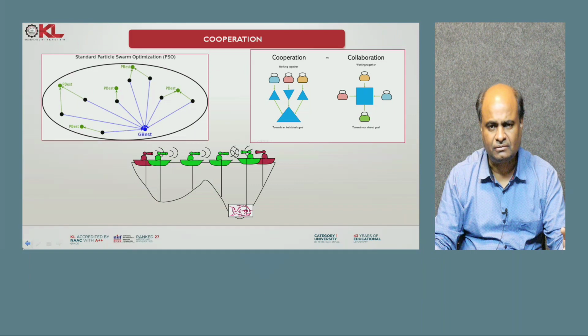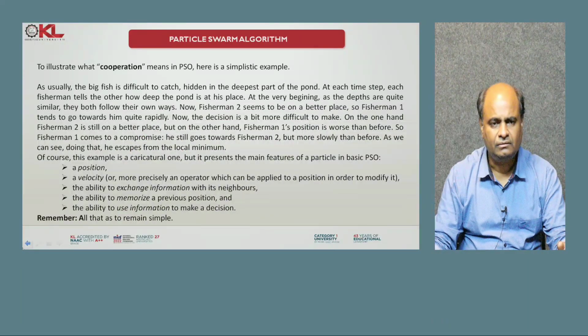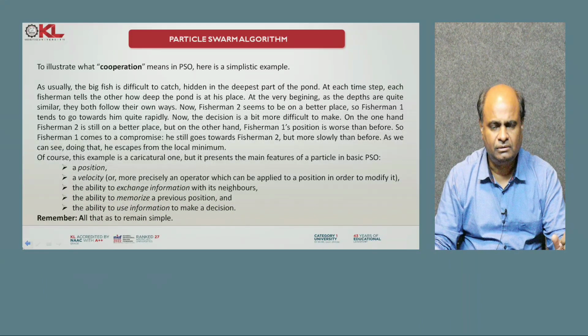Another one is collaboration. In collaboration, individuals work toward a single goal, and the goal is shared among all the people. Now, in the case of cooperation, what are the requirements? One is the position and velocity. Next are the ability to exchange information with its neighbors, the ability to memorize a previous position, and the ability to use information to make a decision.